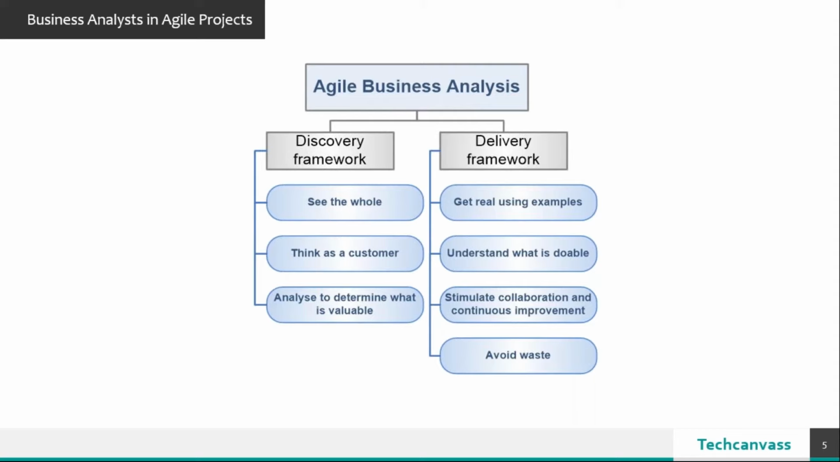Finally, when you go on to the delivery framework, the first one is get real using examples. When you explain the user stories or requirements to the team, it is always good to back them up with some sort of example so that it becomes easier for the team to understand. Otherwise, what usually happens is, when you explain a typical user story, they're just focused on that particular requirement and they lose the whole picture. They don't know what the actual focus or the actual need is.